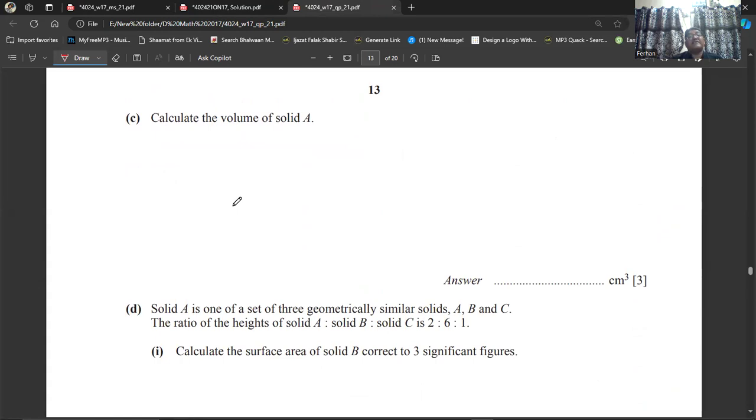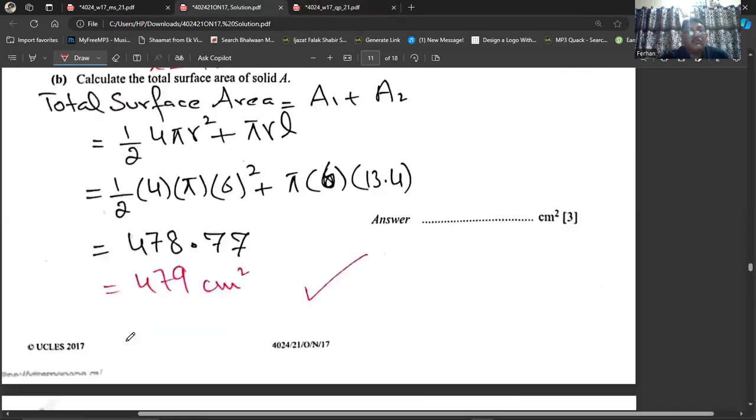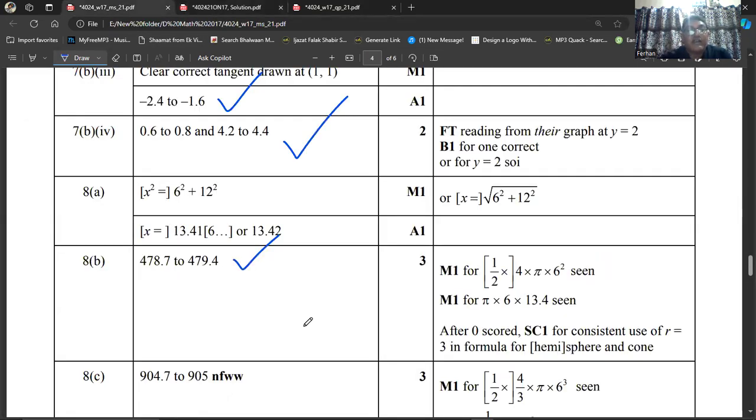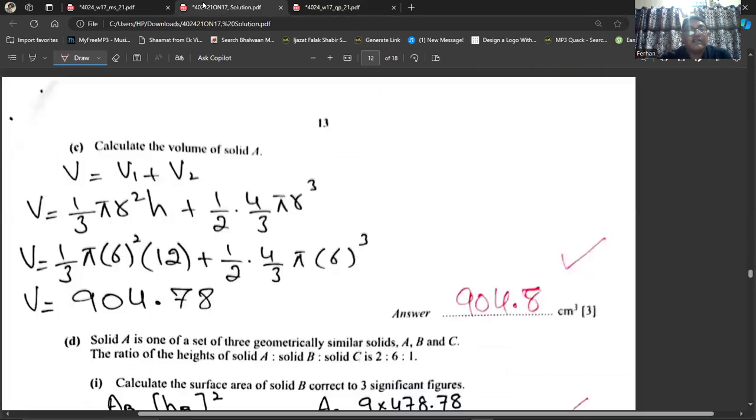Question number 8, and its C part, he says calculate the volume of the solid A. So if you want to find the volume, it will be the volume of the cone plus the volume of the hemisphere. The volume of the cone will be 1 by 3 pi r square h, while the volume of the hemisphere will be 1 by 2 into 4 by 3 into pi r cube. Just put the values here. So the volume will be 1 by 3 pi into 6 square into 12 plus 1 by 2 into 4 by 3 into pi into 6 cube. So that will be 904.78, so approximately 904.8. 904.8 is the right answer, sir.